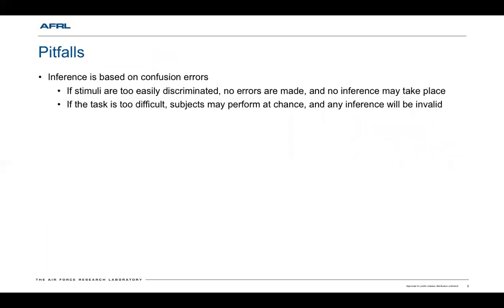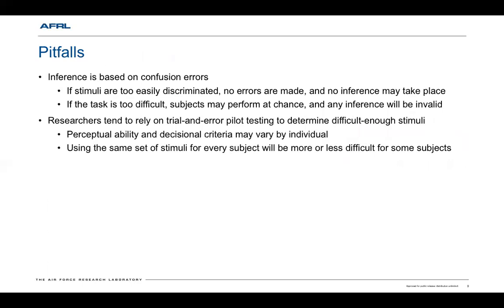Inference in GRT is based on confusion errors, so stimuli must be carefully chosen so that a reasonable number of errors are made without making the task so difficult that participants are simply guessing. Usually, researchers will use pilot testing to determine which stimuli yield a reasonable level of accuracy, and then use that single set of stimuli for all subjects. However, the same set of stimuli will be easier or harder for different subjects. So how can we choose the right level of difficulty and equate it across subjects?